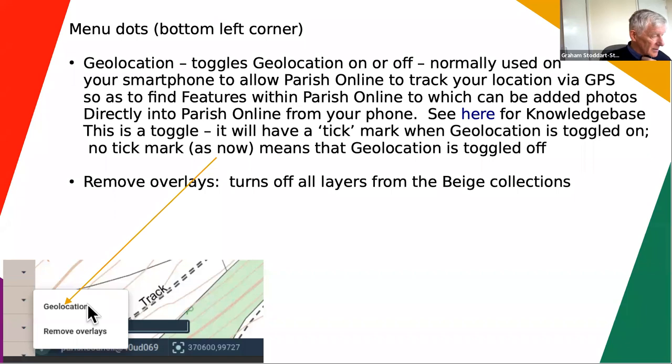The Remove Overlays button, we'll click on that, and every layer that you've got turned on in the beige colored collections will turn off. So it's a very useful way of just blanket removing all turned on layers. It doesn't make any difference if you've got things up in the green layers, like the overhead photography or anything that's up there, that stays turned on, but it does turn off everything in the beige layers. What you or I would call brown, but for some reason it's actually beige.